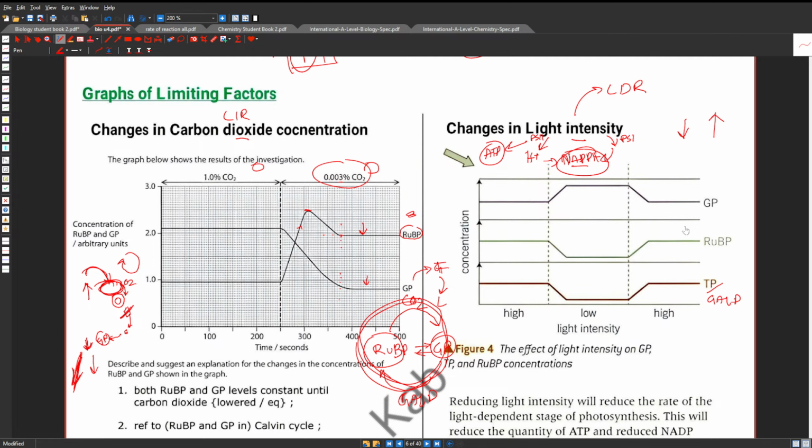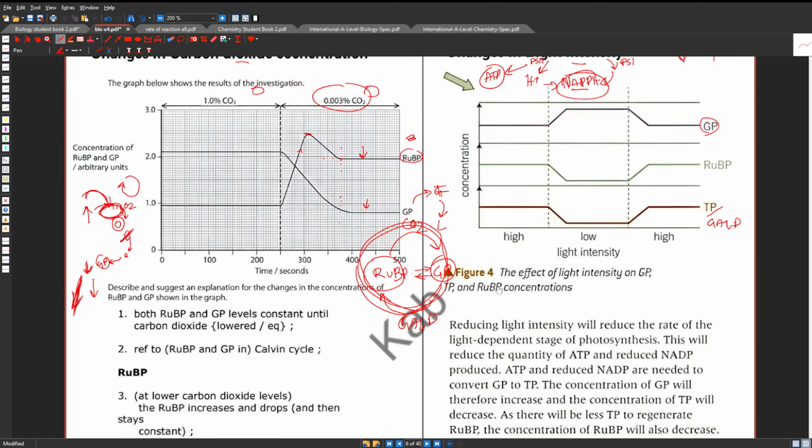Because less GALP, less RuBP regenerated. Why higher GP? Because the conversion from... This is what I don't get though. If RuBP is low, how's GP high? Because since TP is being formed at a slower rate, there's a higher buildup of GP, so that's why it's increased. And then the moment you increase light intensity back to high, then you're going to be having this.